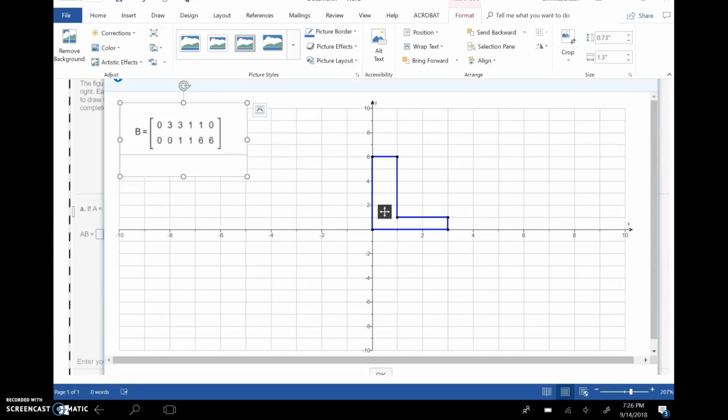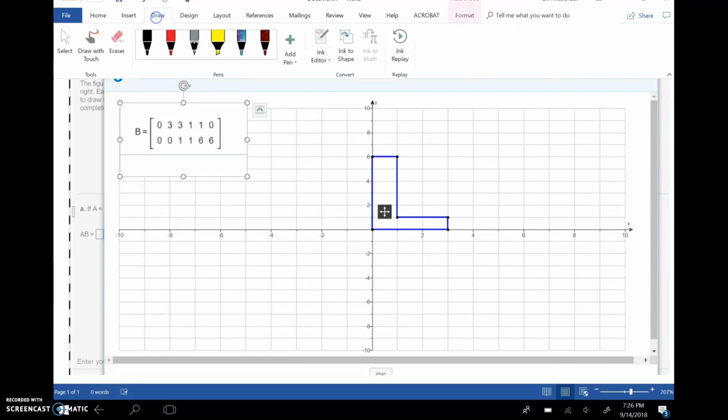Hey Kim, this one took me a while of staring at it before I figured out what the pattern was on matrix B. Now here's what's going on. How I did this was I thought about what happens to these ordered pairs here.